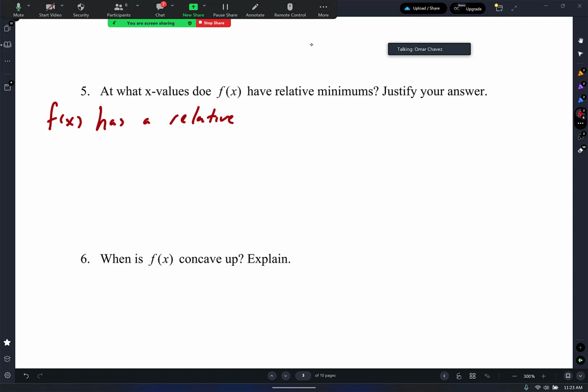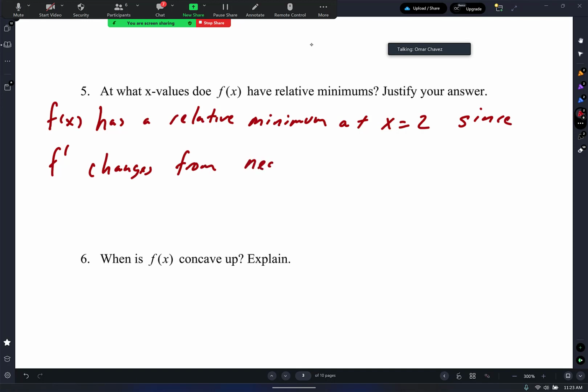F of x has a relative minimum at x equals 2 since f prime changes from negative to positive at x equals 2.